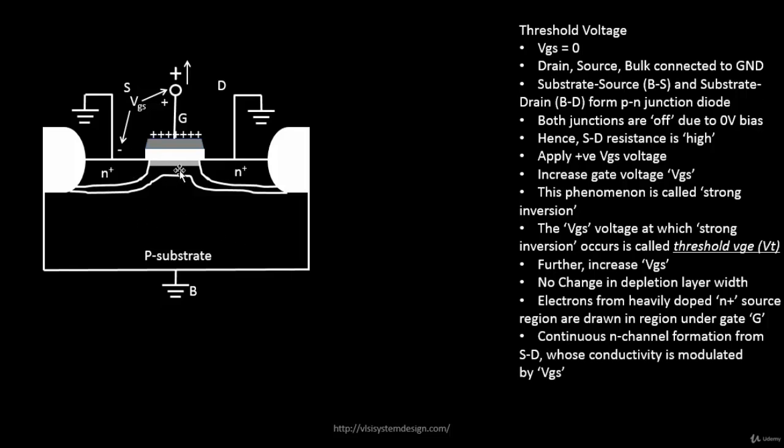Okay, so now there is a possibility of current flow, because you have a bridge that covers the gap between source and drain. Initially, when there was no potential, the source to drain resistance was so high that there was absolutely zero current flow from source to drain. But now, because of the application of the gate to source voltage, you have a continuous source to drain channel that will allow current flow.